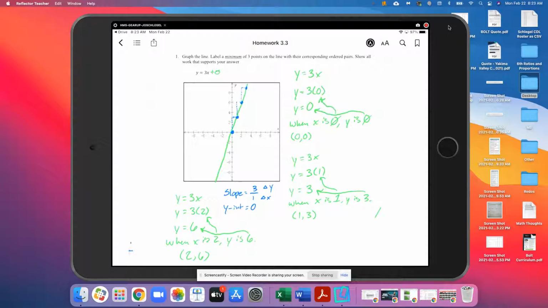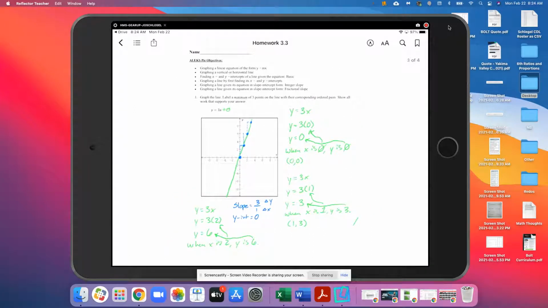If you're a person that chooses to put x values in to produce y values and then make an ordered pair like I did in my work in the green, that's okay. Recognize that that's not very efficient, and I would encourage you to do it the way that I'm going to do it, which is using the slope and the y-intercept. Okay, I will leave this here for a moment, and then I'm going to move on to the next problem.